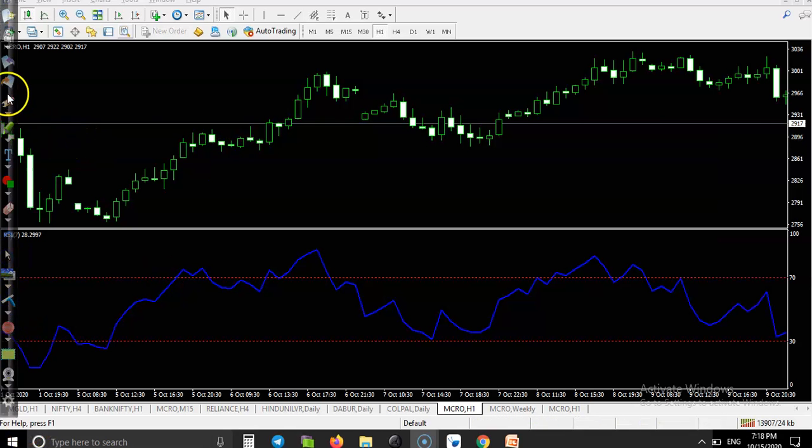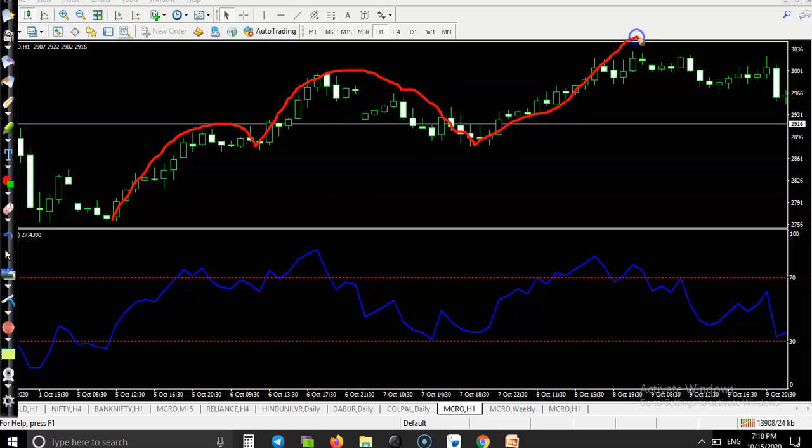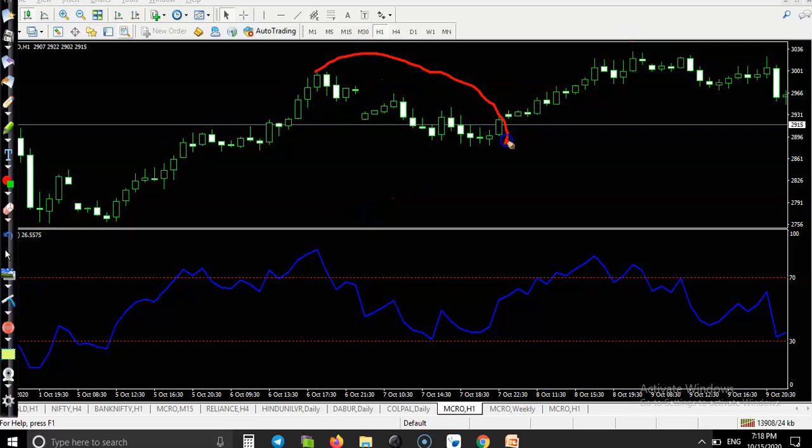Now here you can see price is running an uptrend, creating higher high and higher low, higher high and higher low, and higher high. So the trend is up. Now you can see in this area price is creating lower low, lower high, lower low, lower high and a lower low.